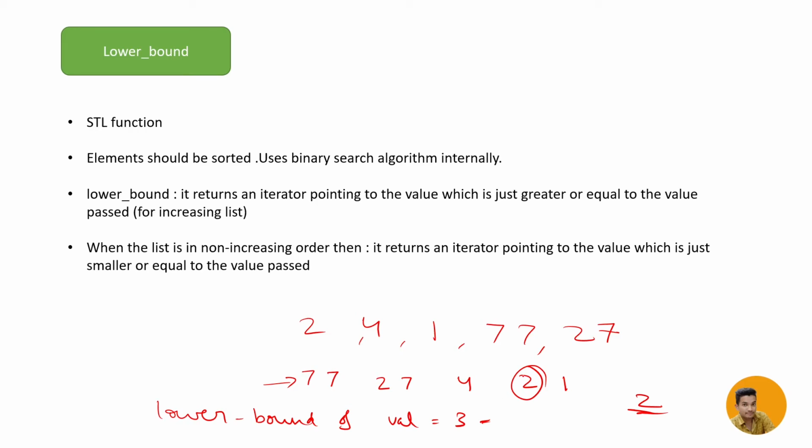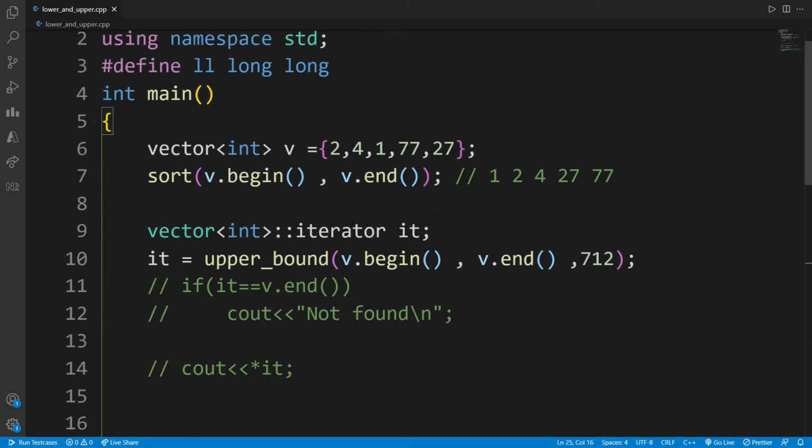I hope it is clear. Lower bound returns an iterator pointing to the value which is just smaller or equal. So it just reverses. When it was in increasing order, it was giving the greater value. Now it is giving the smaller. I can show you also. So here is our function.